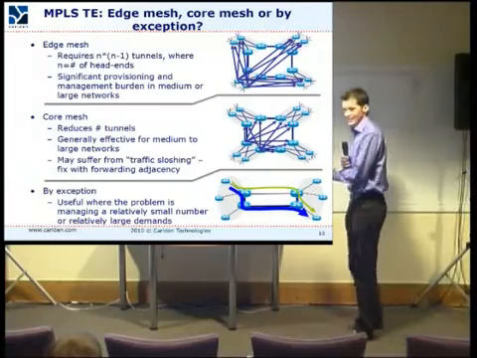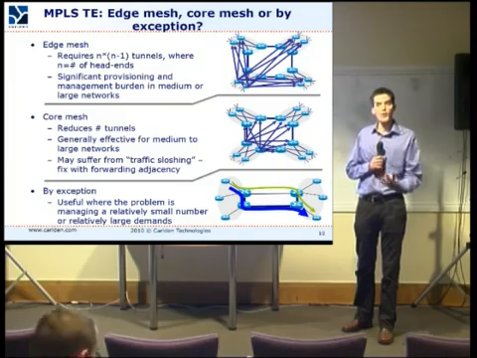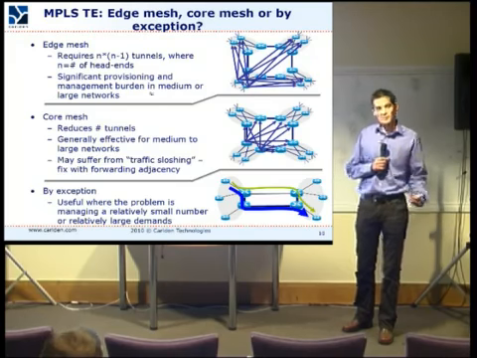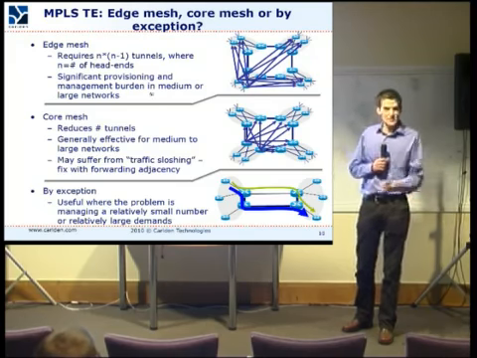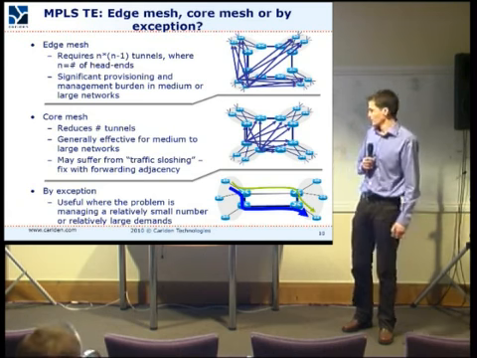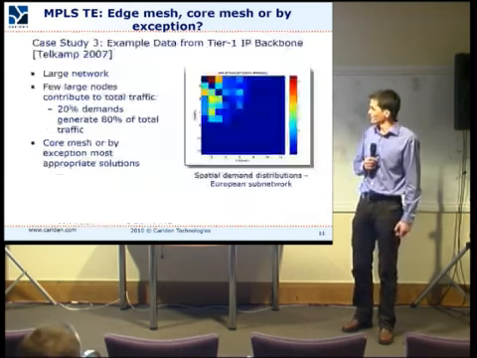And then a final approach is just to look at it on a per exception basis. Focus on the bigger demands that are causing the problems and actually route those over paths in order to make more effective use of capacity.